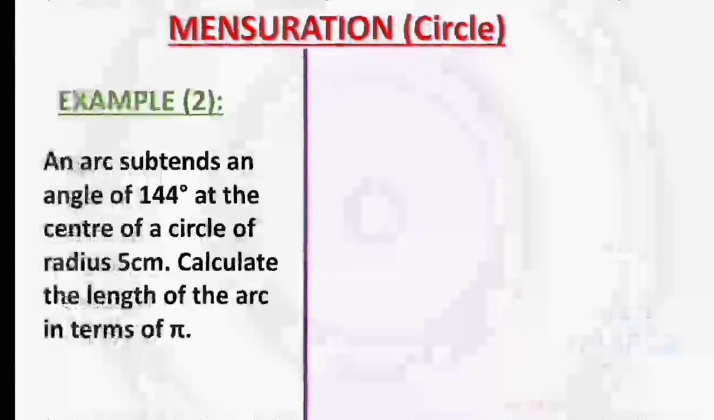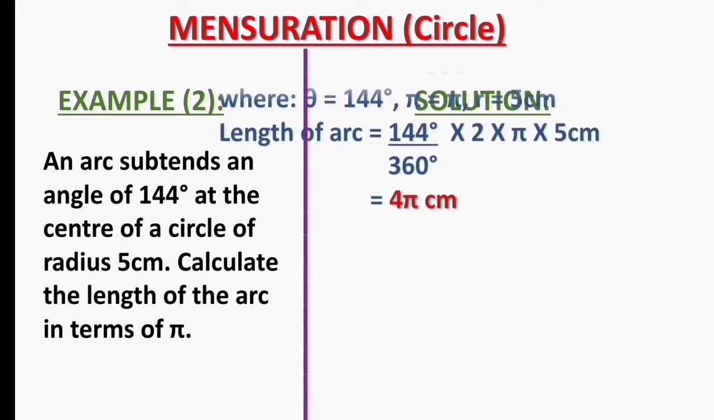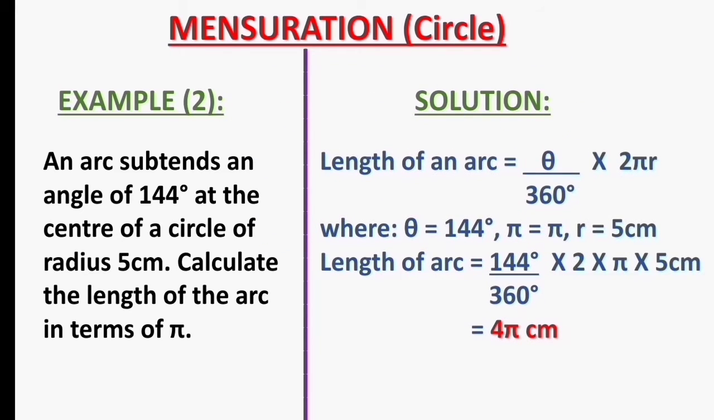Looking at question 2, an arc subtends an angle of 144 degrees at the center of a circle of radius 5 centimeters. Calculate the length of the arc in terms of pi. Once again, do you still remember the formula for the length of an arc? The formula for the length of an arc remains theta over 360 degrees times 2 pi radius.